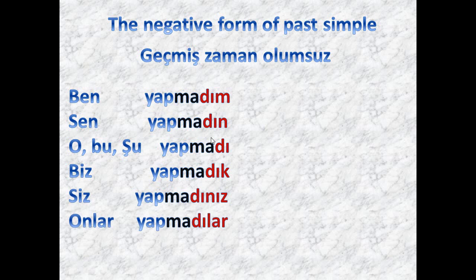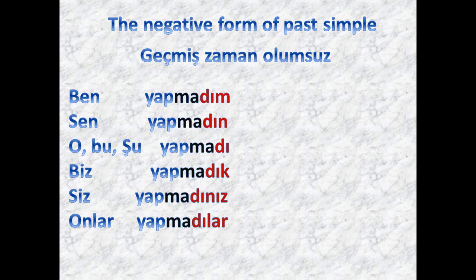Okay, now let's go to the negative form. Here we have the negative form of past simple. You see what I was talking about? The original form of these red suffixes, the main conjugation suffix of past tense for any verb, you see that it goes with dım, dın, dı, dık, dınız, dılar. Actually, the vowel sound may change according to the sound harmony, but here what we have is what you see here. So we have the ma suffix for making it negative.